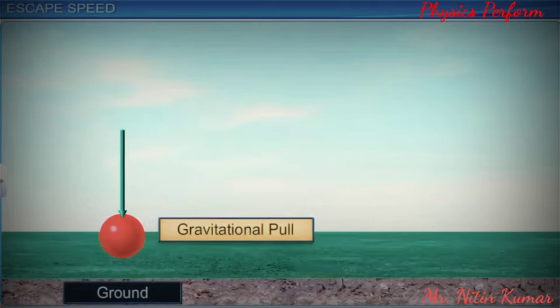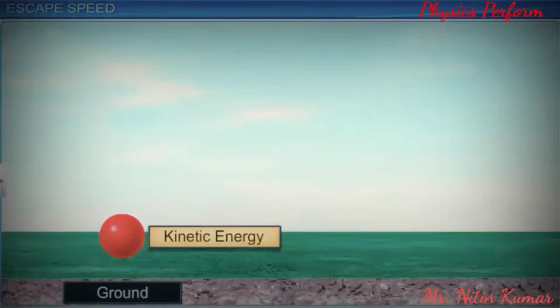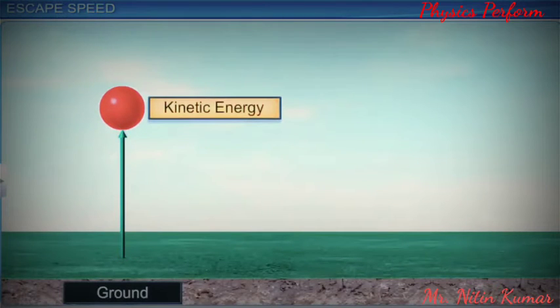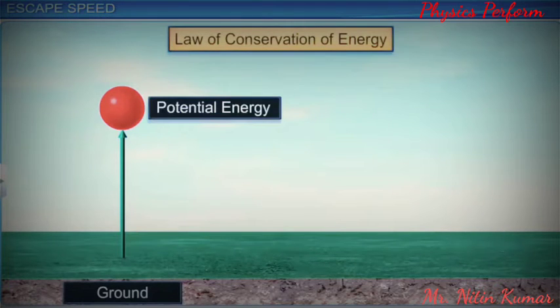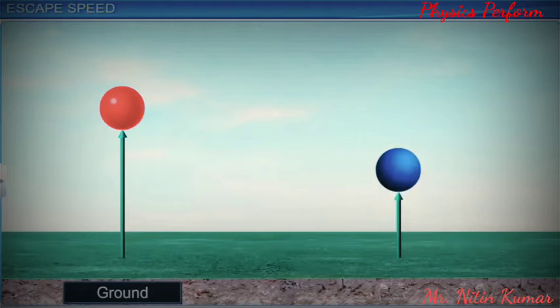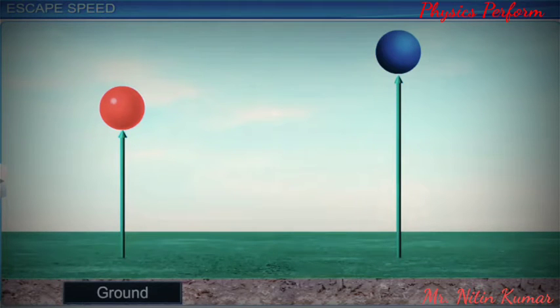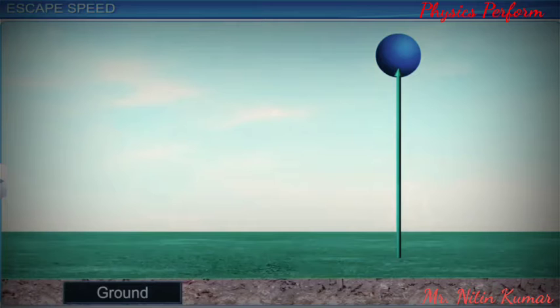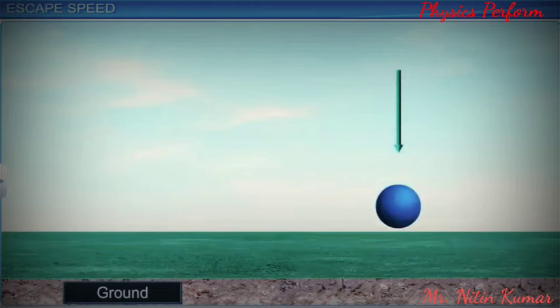Here, as the body moves up, its kinetic energy is converted into potential energy. This is based on the law of conservation of energy, that the total energy of the system remains constant. Thus, it is obvious that if the velocity of projection is increased, the maximum height attained by the body increases. But whatever the maximum height attained by the body projected vertically upwards, you feel that the body comes back to the earth. Is it possible to project a body vertically upwards at such great speed that it does not return to the ground?